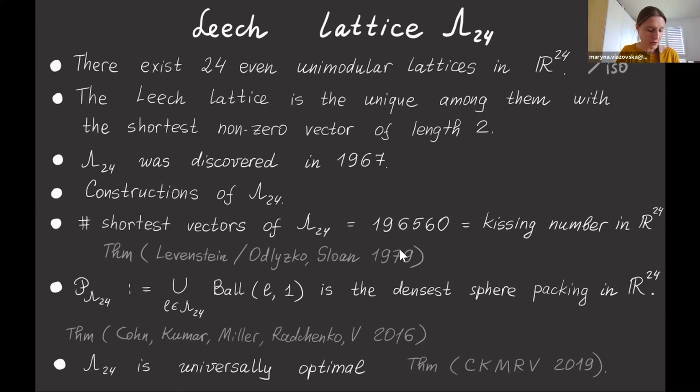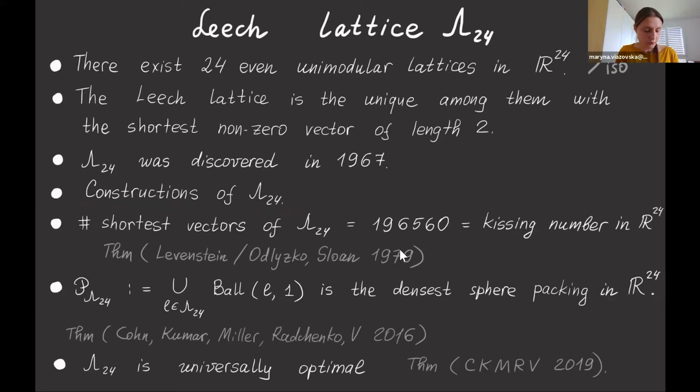So there are constructions, for example, given by error correcting codes. These are the constructions we're going to discuss later today. It can be constructed from cyclotomic fields. It can be constructed from elliptic curves. And there are many other ways to construct the Leech lattice.